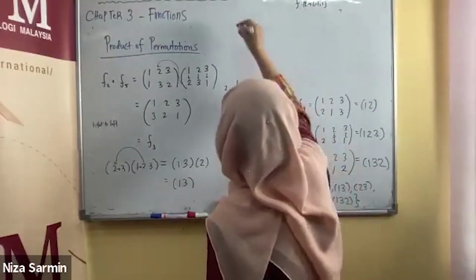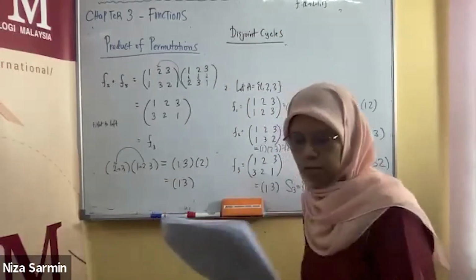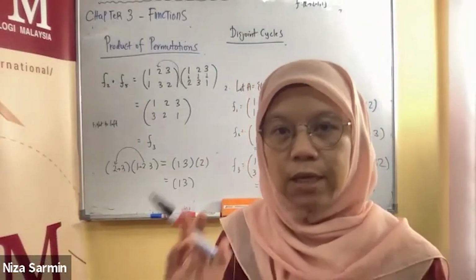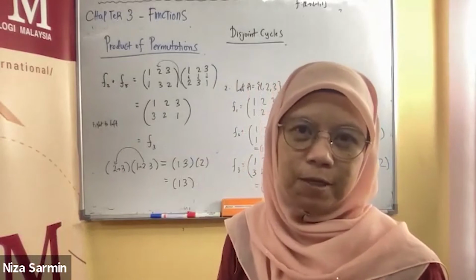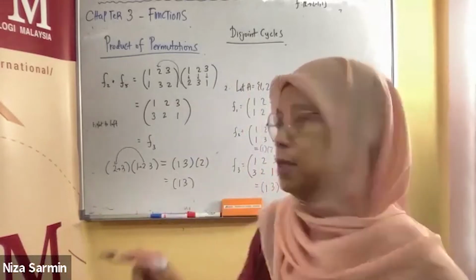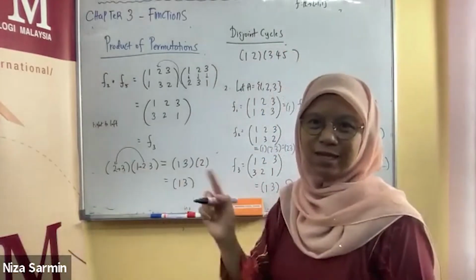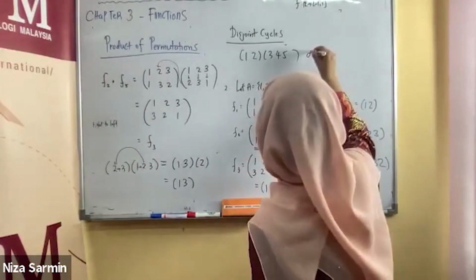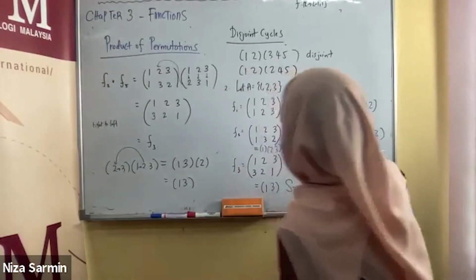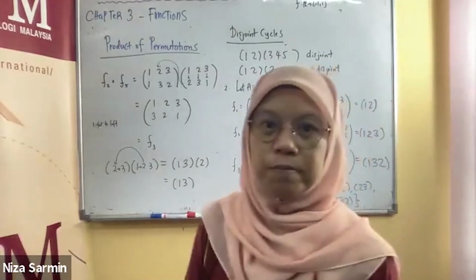Disjoint cycle. Two cycles are said to be disjoint if no element of A appears in both cycles. Okay, two cycles are said to be disjoint if no same two elements appear in each cycle. Like this, 1, 2, 3, 4, 5. This is disjoint. You don't see any same numbers, right? Disjoint. If you have like 1, 2, and then 2, 4, 5, this is not disjoint. Because there is a 2, right? There is a 2 there.